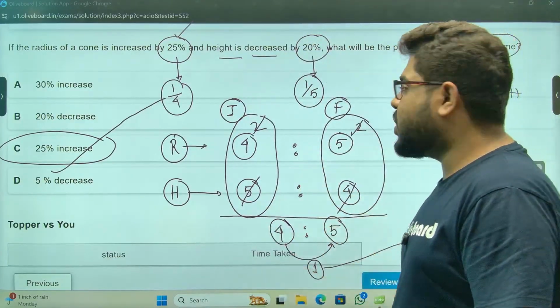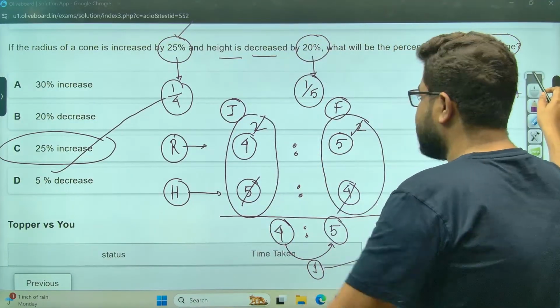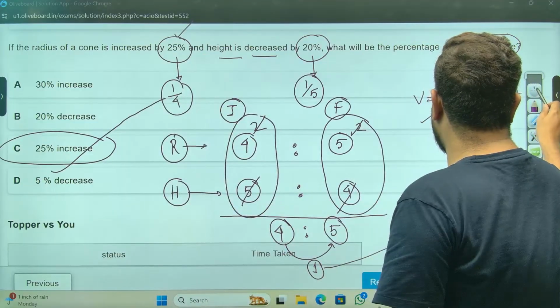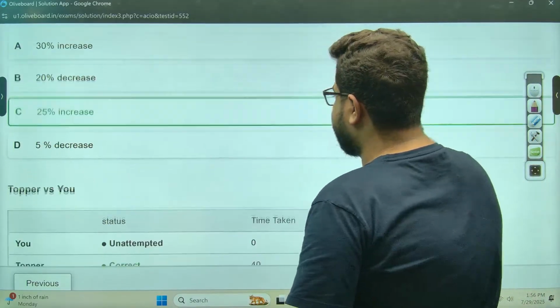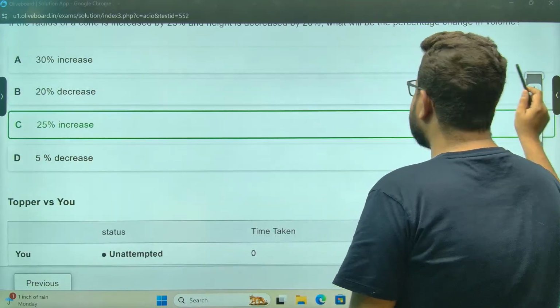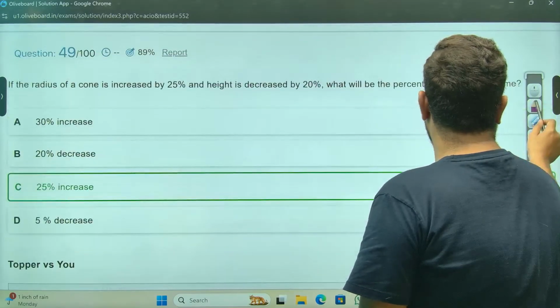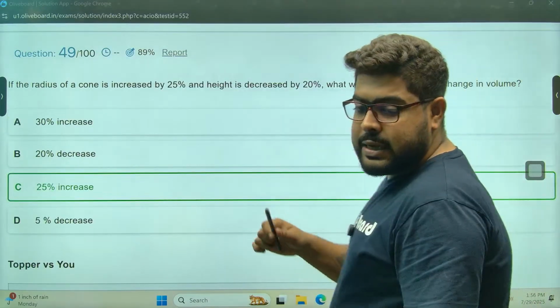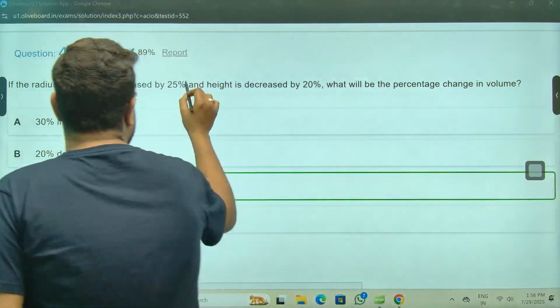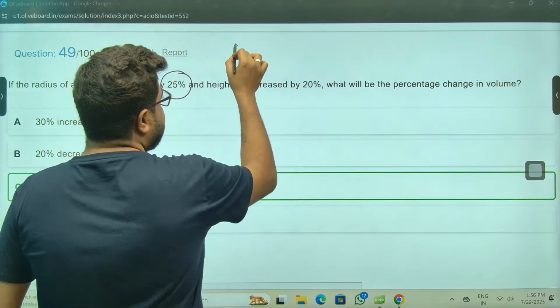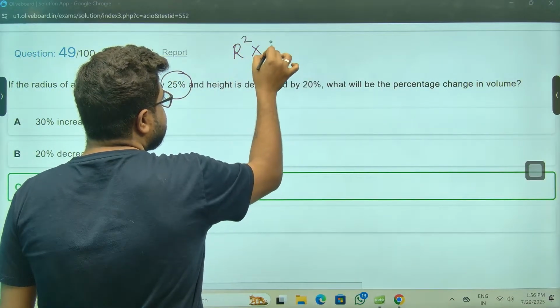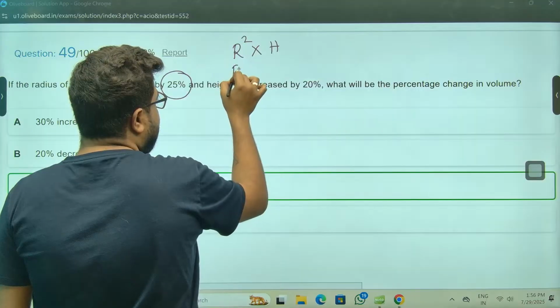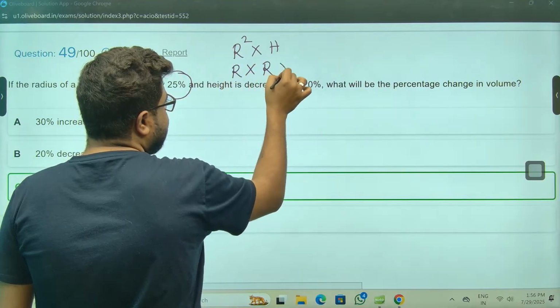This is one way to solve. Another way, sir. I'm just erasing this stuff. So the answer is 25% increase. Now, another way I told you I'll show. Look, let me show you one more way, sir. Using AB theorem. So 25. The formula I need is r square into h, and r square means r into r into h.